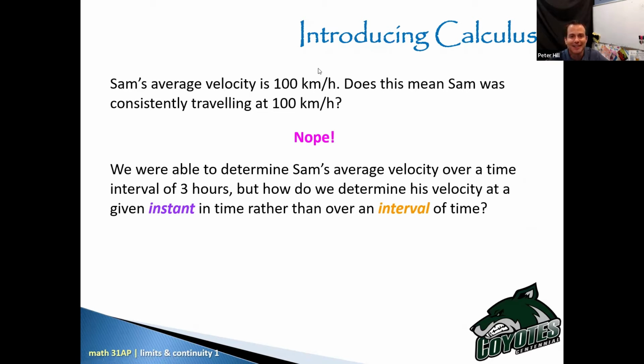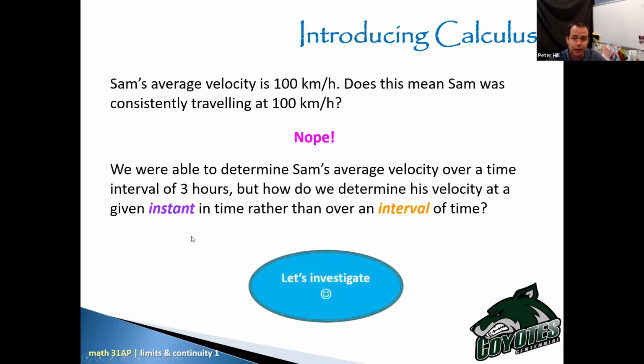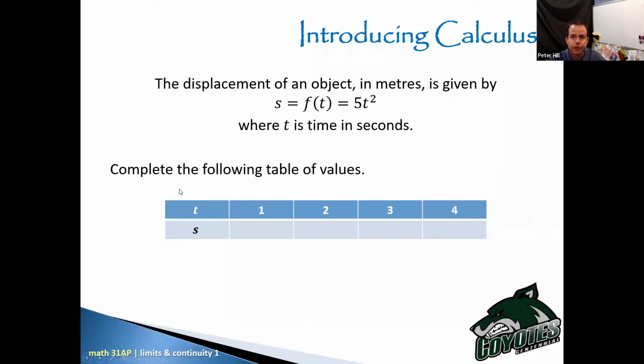All right, good stuff. We were able to determine Sam's average velocity over a time interval of 3 hours, but how do we determine his velocity at a given instant in time rather than an interval in time? That's what I want us to look at right now. So we're going to switch equations here. We're going to have a displacement function. S is going to equal this equation, f of t equals 5t squared, where t is the time in seconds.